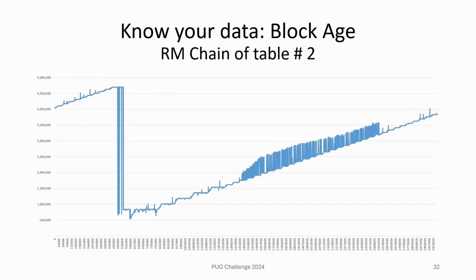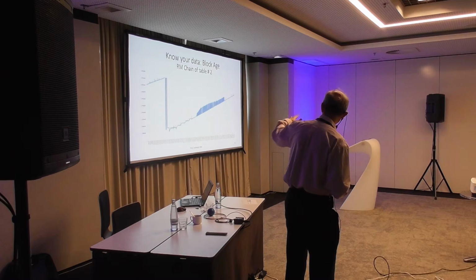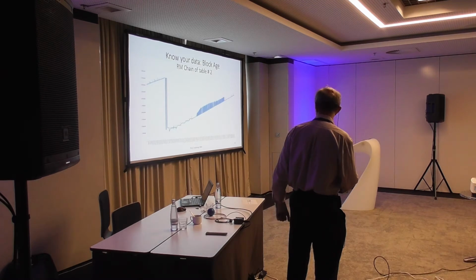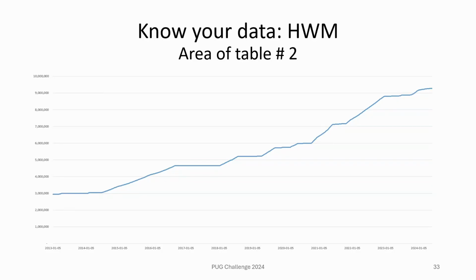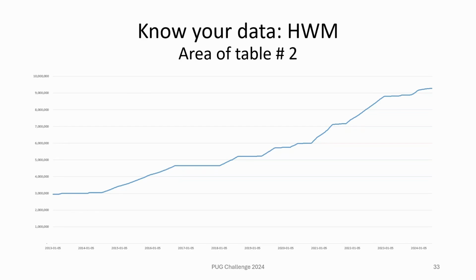And this is another table from our zoo. You can see the same method of using groups of 10,000 blocks for the age of the block, because the high watermark of this table is constantly growing. You can see it, this line. That's why we have an almost constantly growing age of the blocks.